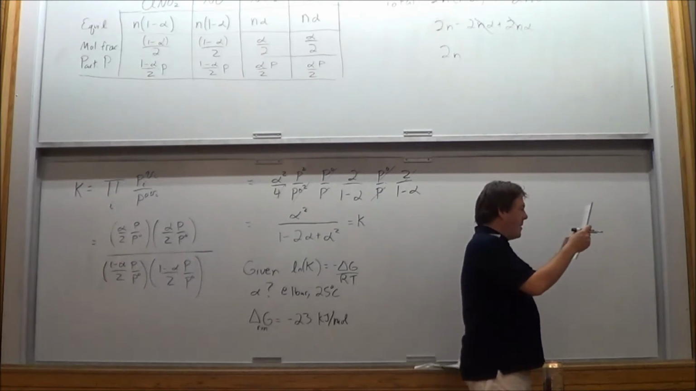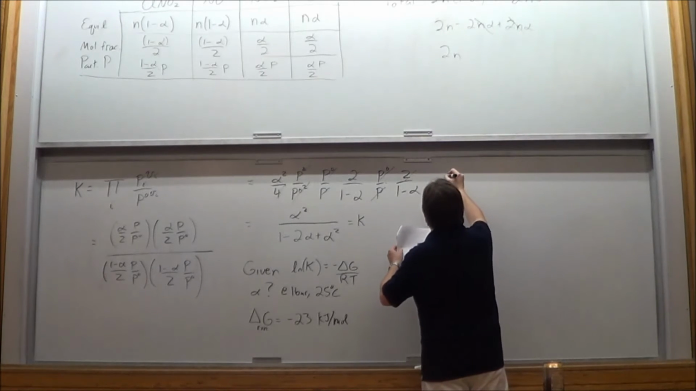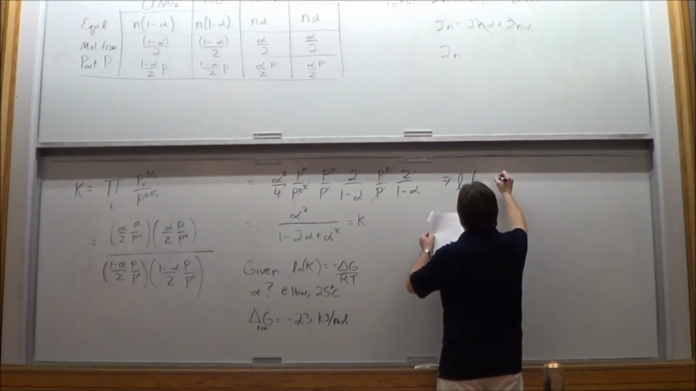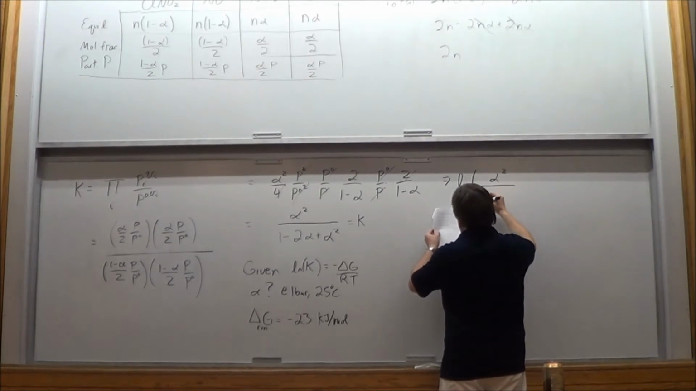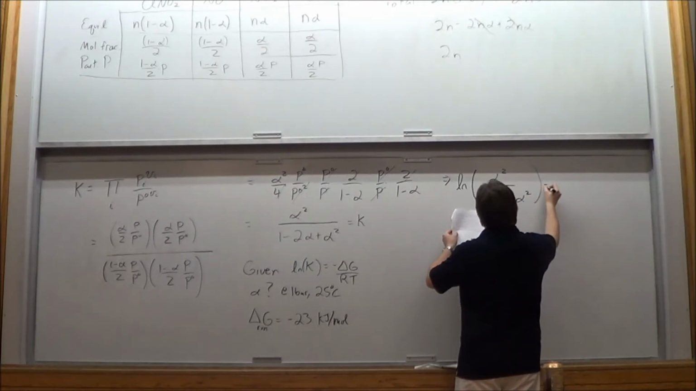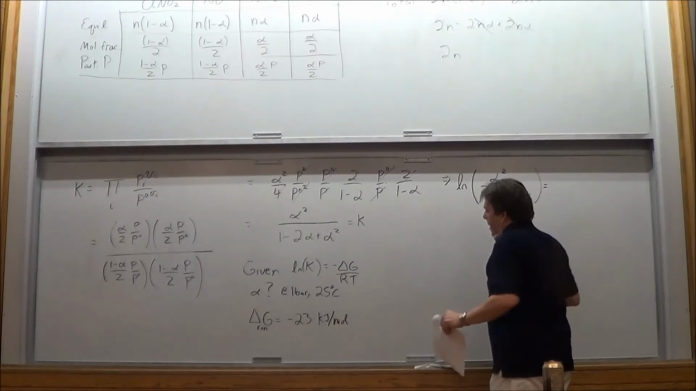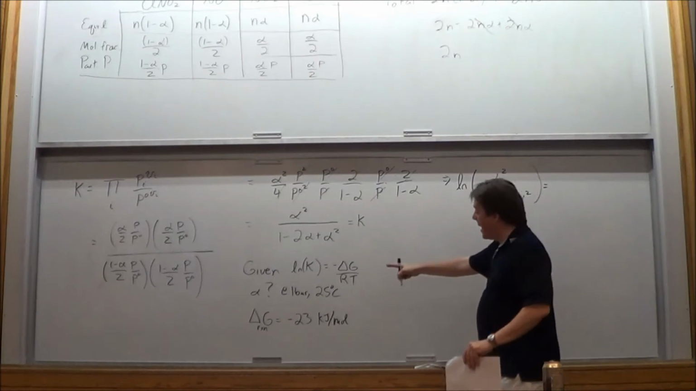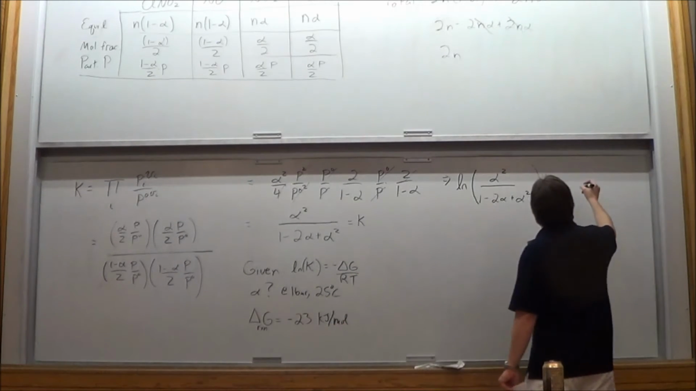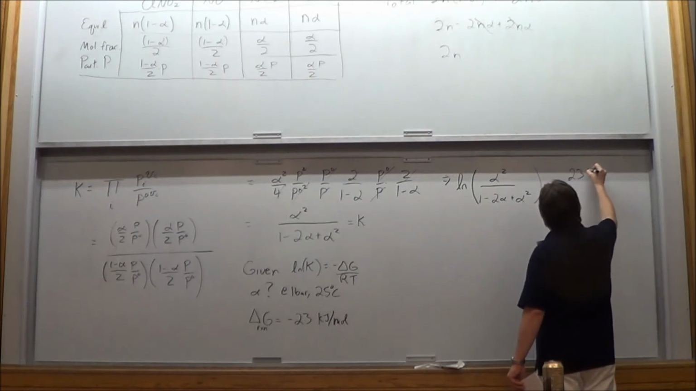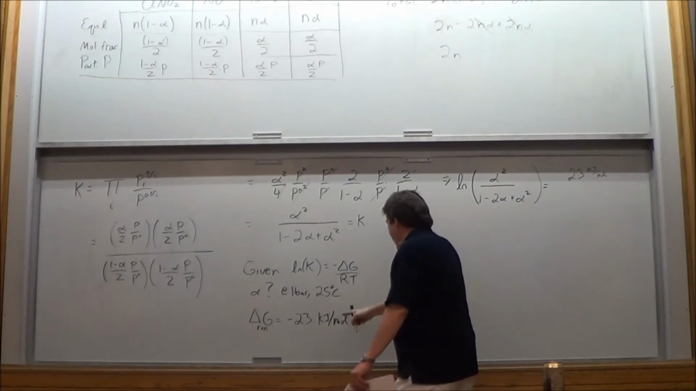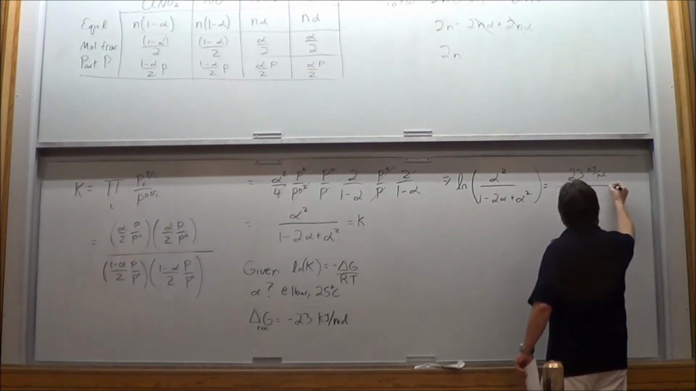Okay, sorry, I just got to find my notes. Okay, so what I'm left with is, therefore, natural log of alpha squared over 1 minus 2 alpha plus alpha squared is equal to minus delta G over RT. Okay, minus. Okay, got to be careful. This is the number one thing that you'll start to get wrong. Minus, positive 23 kilojoules per mole. Everything is going to be per mole.